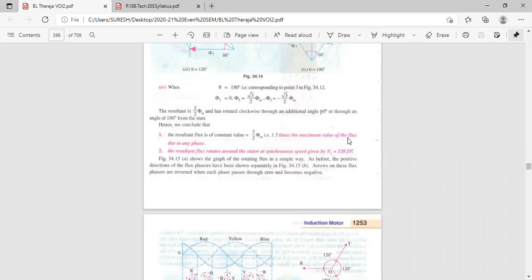And at what speed is the stator rotating? The stator rotates at synchronous speed. Now I am saying stator, not rotor. Synchronous speed Ns is equal to 120 f by p. So this flux is rotating with the speed Ns equal to 120 f by p. Please remember this formula. Ns is the stator speed, not the rotor speed.